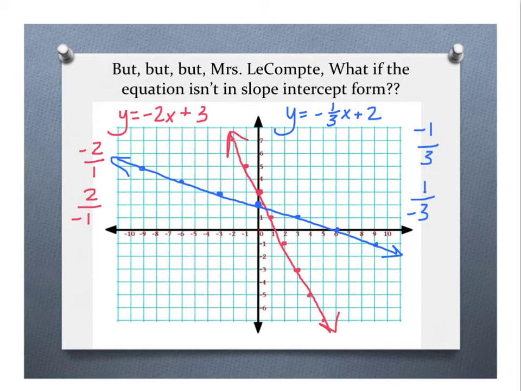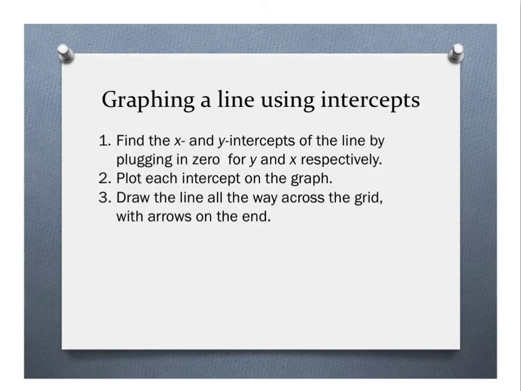All right, let's look at some other strategies for graphing. You can graph a line using intercepts. You can find the x and y intercepts of a line by plugging in 0 for y and x respectively. So you plug in 0 for y, finds you the x-intercept. Plug in 0 for x, finds you the y-intercept. Plot each intercept on the graph, and then you're going to draw the line all the way across the grid just like we did before. All right, let's try it.